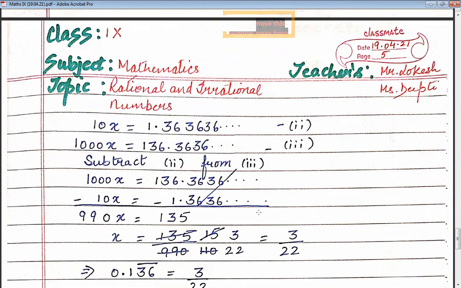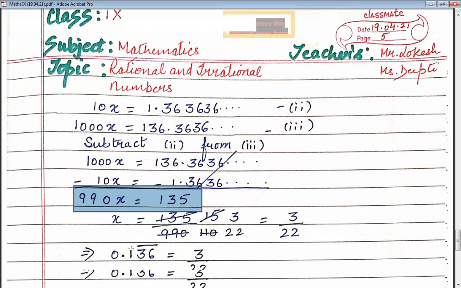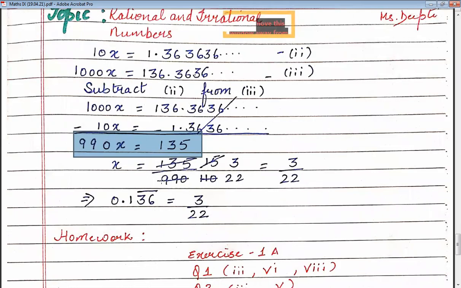So now you can subtract second from third. You will get 1000x is equal to 136.3636 and so on, and down it will become 10x is equal to 1.3636. Now just subtract them. 1000 minus 10, 990x. And here you will get, just subtract it, 135. So the main logic is that your decimal places should be the same. So if the digits are the same, you can cancel them out. So your final answer is x is equal to 135 upon 990.